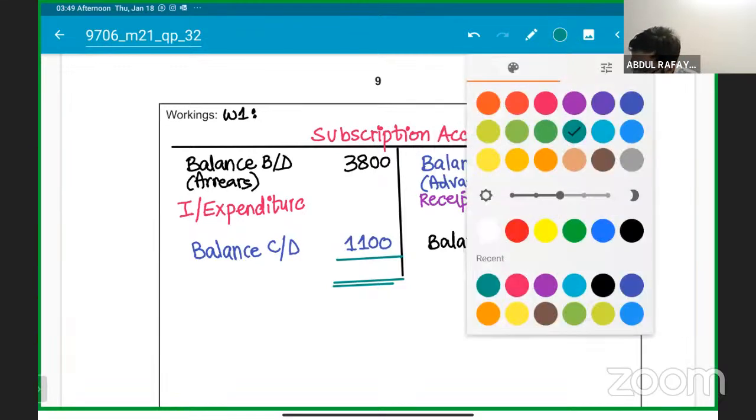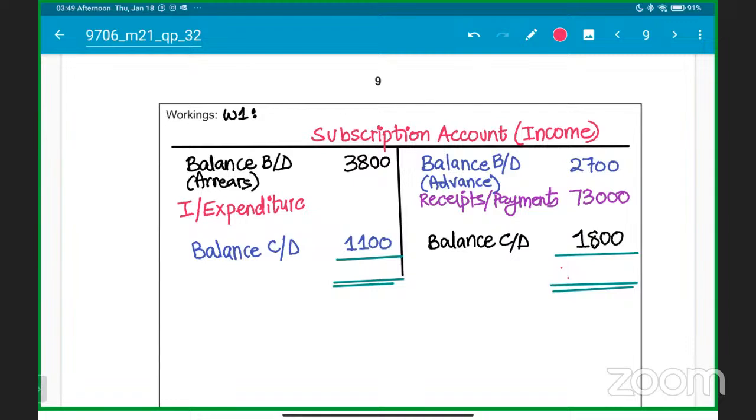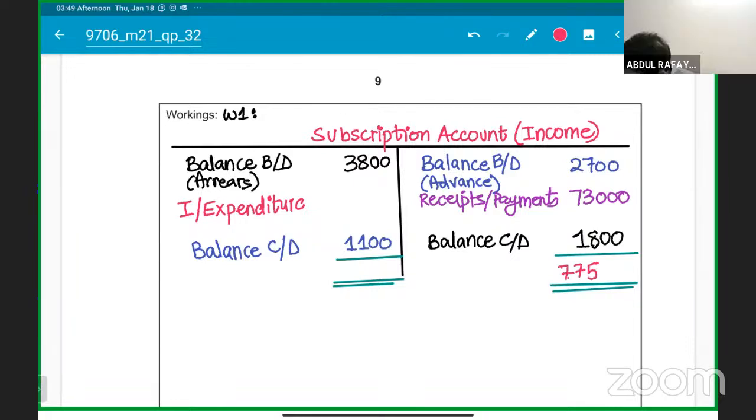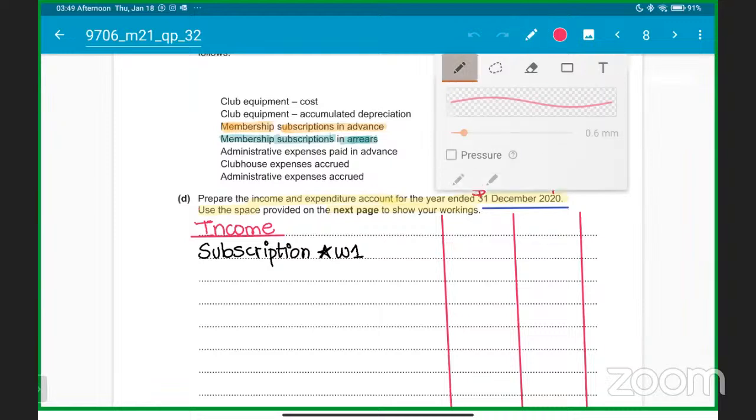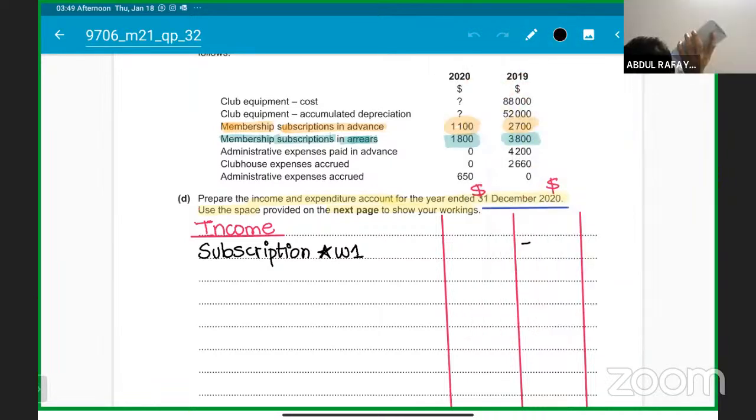So we got this as 77,500, and hope this value will match. 77,500 minus 3,800 minus 1,100. I am getting 72,600, which is absolutely correct. Okay, everyone got it clear? Understanding, students? So we got 72,600. This is one of our incomes.